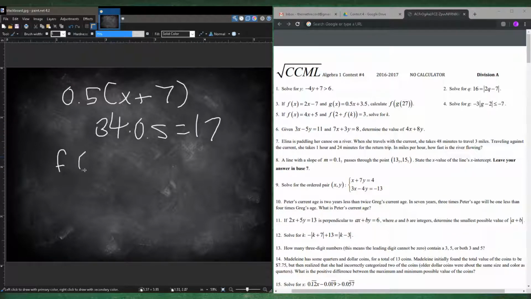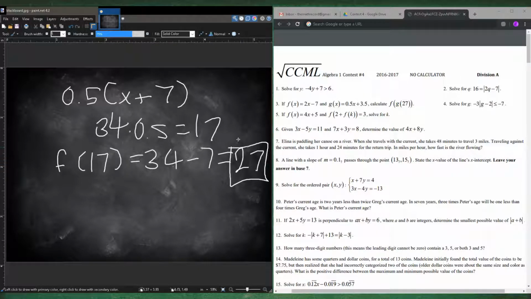So f of 17 is equal to, plug it in, that's 34 minus 7 is equal to 27. So the answer for number 3 is 27.